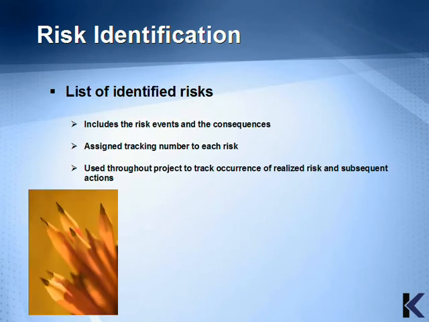The list of identified risks should include the risk event and its consequences, along with an assigned tracking number for each risk. The number is meant to ensure that the risk is treated as unique and is not confused with any other similar sounding risks.